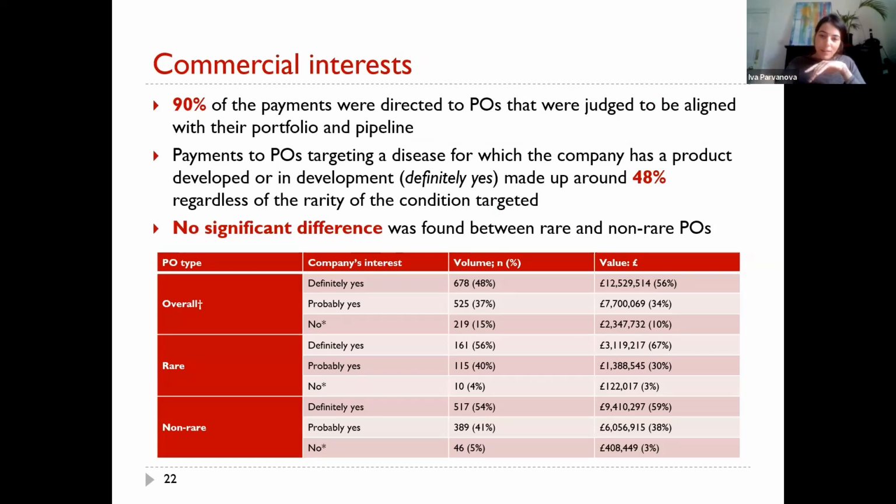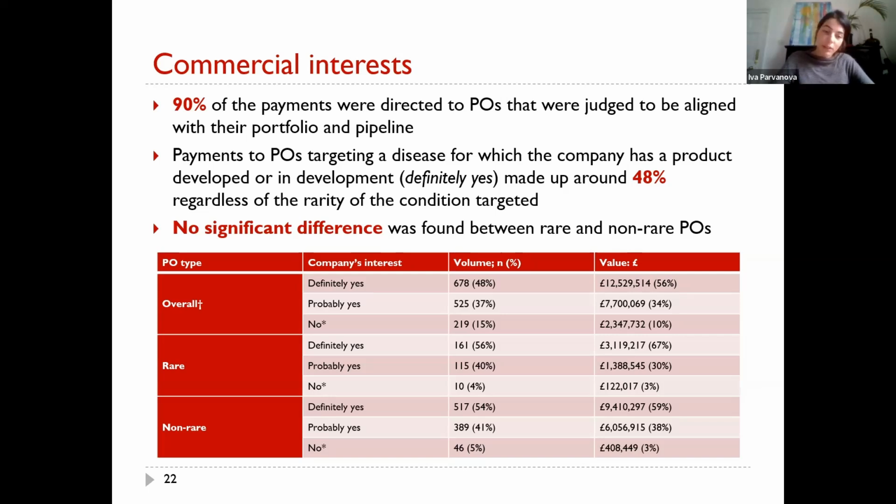So here, yes, the next thing we looked at was the commercial interests, and what we found is that 90% of the value of payments went to organizations that were aligned with companies' portfolios or pipelines. And in terms of volume, that was represented by 85%. So what I mean by this is payments that we could code as either definitely yes or probably yes. So there was at least somewhat of an alignment in the interests of the company paying and the organization receiving the money.